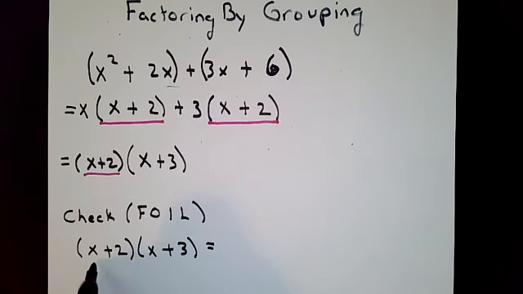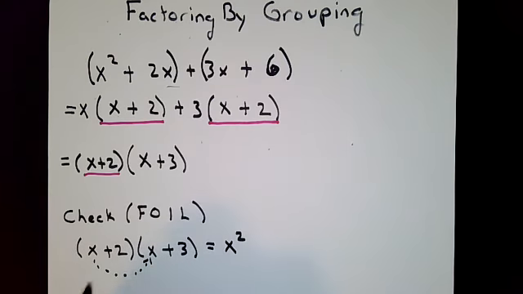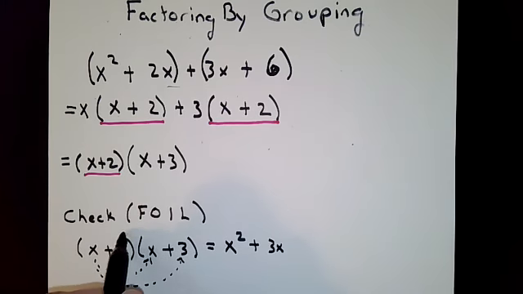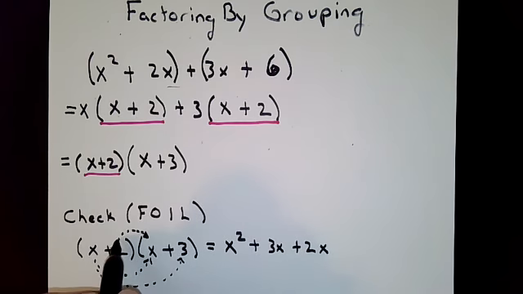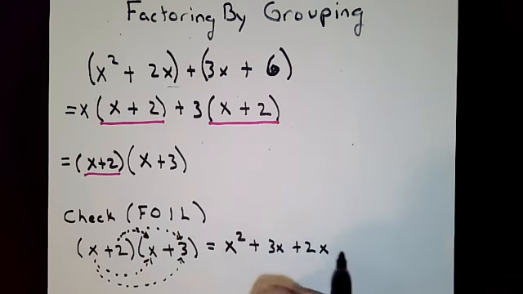When we do the firsts, x times x is x squared. When we do the outers, x times 3 is 3x. When we do the inners, 2 times x is 2x. And when we do the lasts, 2 times 3 is 6.